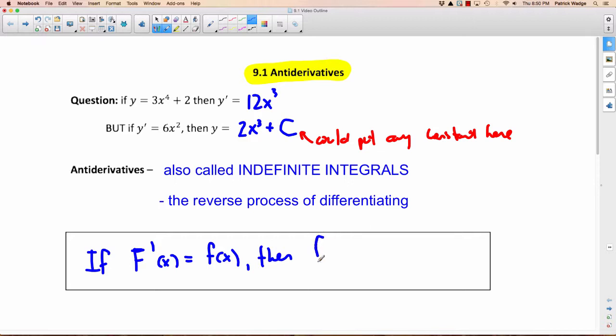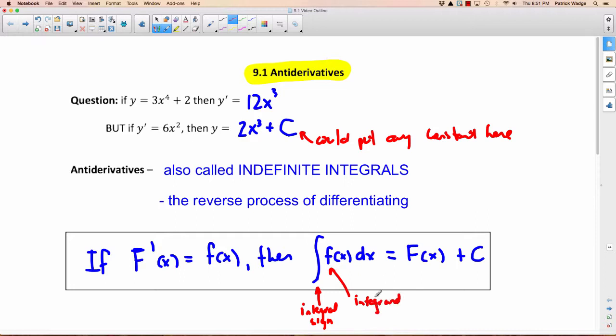now here's a new symbol, the integral of f of x dx equals F of x plus C. Whoa, what's going on here? What's this all about? Okay, this big S looking thing, this is called the integral sign. This alerts you to the fact that you're going to take an integral. You're going to take an antiderivative. The f is the integrand.